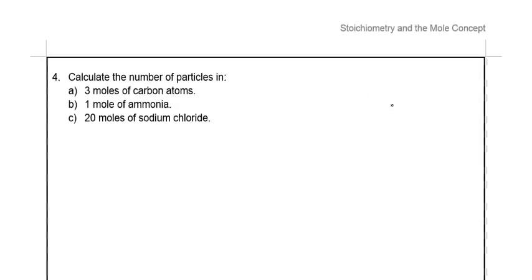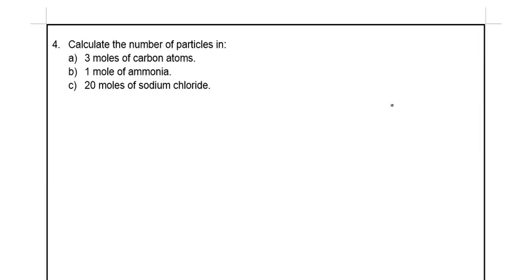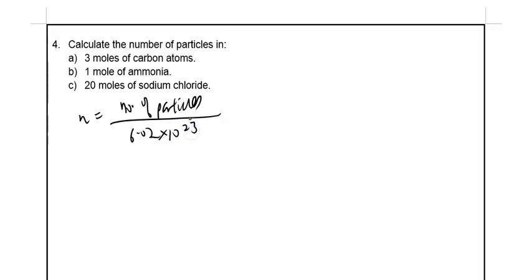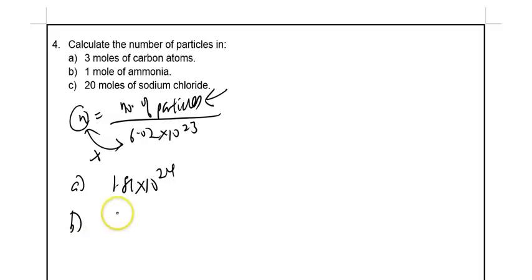Question number 4. Calculate the number of particles in 3 moles of carbon atoms, 1 mole of ammonia, 20 moles of sodium chloride. This is simply using this equation again. Number of moles equals number of particles divided by 6.02 times 10 to the power 23. So to calculate the number of particles, we simply take number of moles multiplied by the Avogadro's constant. For A, we should get 1.81 times 10 to the power 24. For B, we should have 6.02 times 10 to the power 23. And for C, we should get 1.20 times 10 to the power of 25.